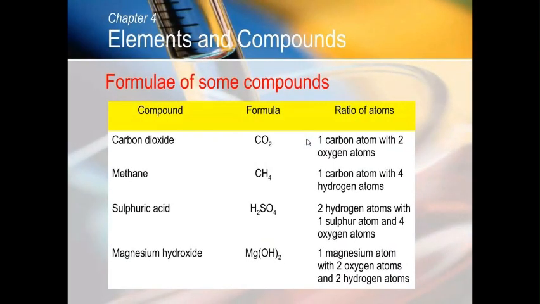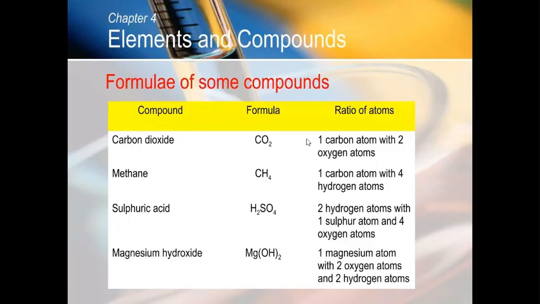Moving on, let's look at the formulae of some compounds. We have carbon dioxide, which is CO2, illustrating that it has one carbon atom with two oxygen atoms. And we have methane, another compound, sorry for that, CH4, which shows that it has one carbon atom with four hydrogen atoms. We have sulfuric acid, which shows two hydrogen atoms with one sulfur atom and four oxygen atoms.